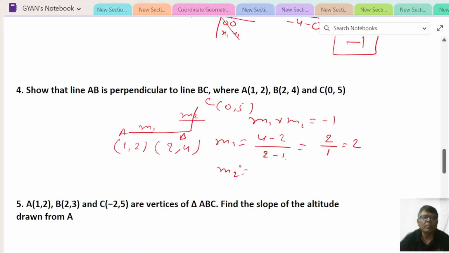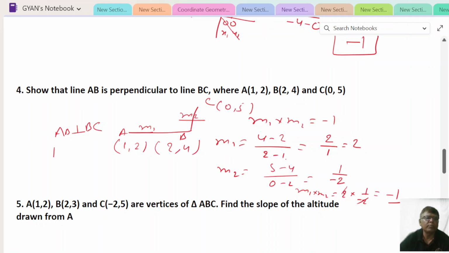M2 is 5 minus 4 divided by 0 minus 2, so that is equal to 1 by minus 2. So M1 into M2 is equal to 2 into 1 by minus 2, which is equal to minus 1. Hence AB is perpendicular to BC. Proved.